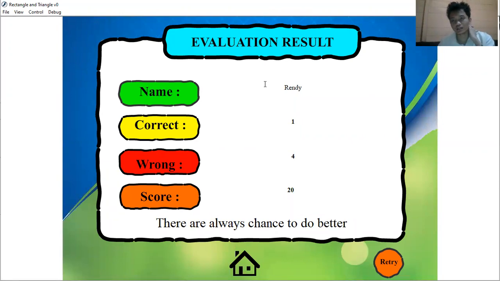Here is the evaluation result. Then Rendy, the score is 1 out of 5, and the score is 20. There is a chance to do better. So you can click here to retry or come back to the menu.